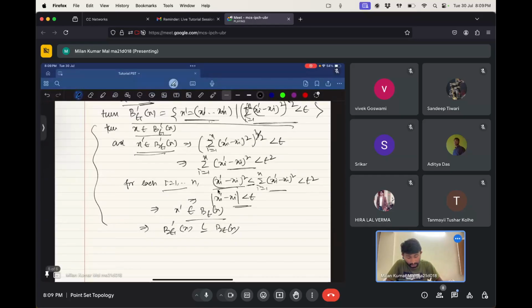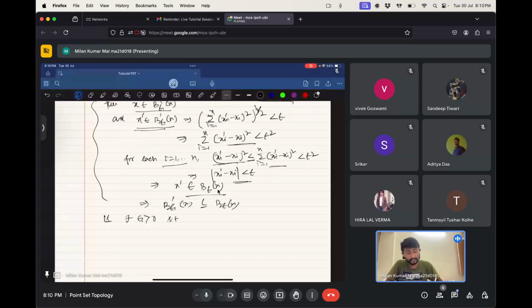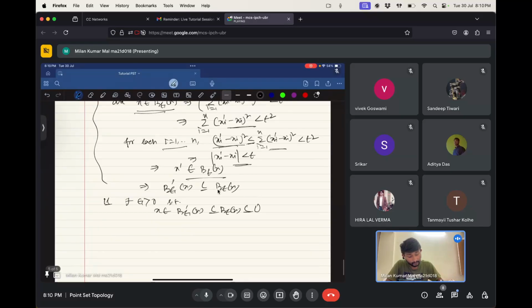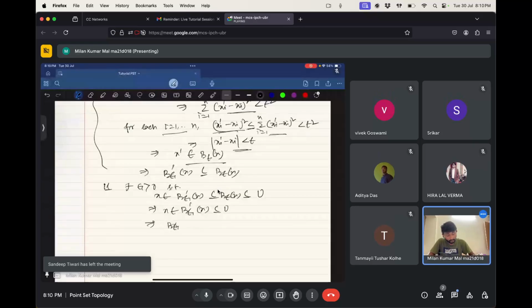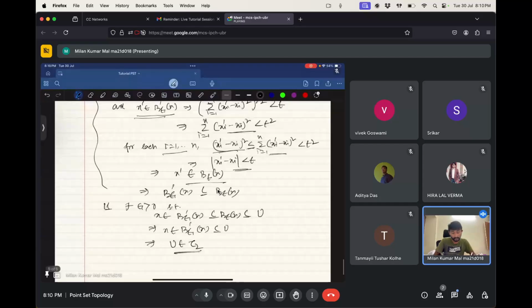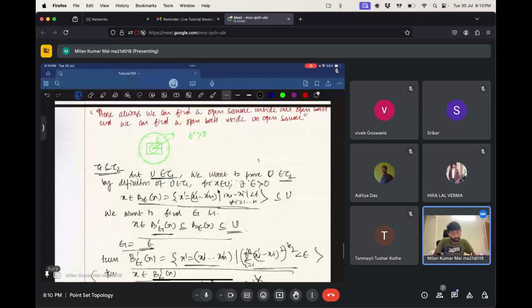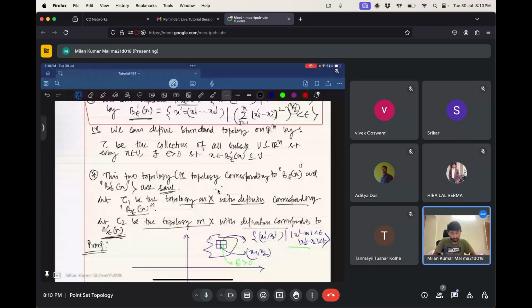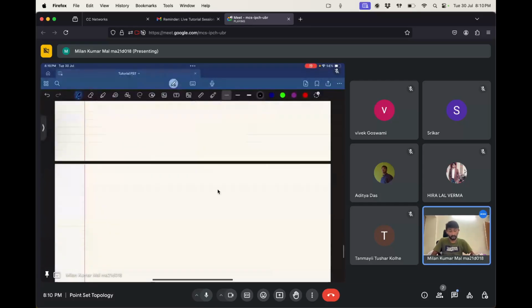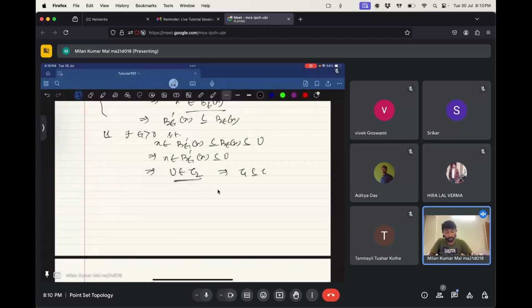That means there exists an epsilon greater than 0 such that x belongs to B epsilon 1 dash of x, which is actually a subset of B epsilon of x, but that is a subset of U. That means I can write x belongs to B epsilon 1 dash, a subset of U. That means U is an open set. U belongs to tau 2, because this is the definition of tau 2, with the definition of B epsilon dash of x. Okay, this happens. Now conversely, that implies that tau 1 is a subset of tau 2, right?